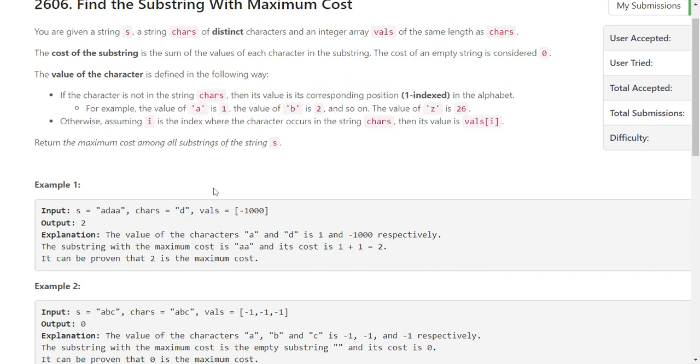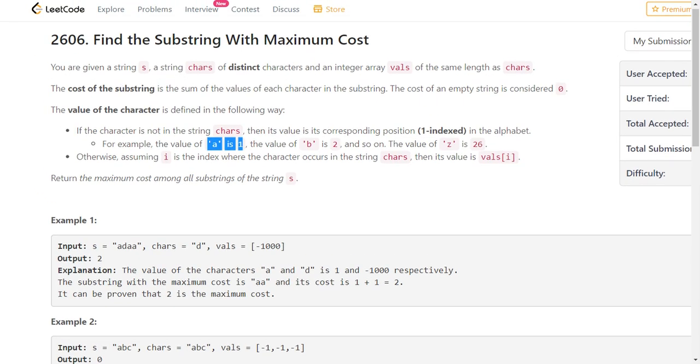There are two cases. If a value is present in the chars array, for example, D is present in the zeroth index, so it will contribute the zeroth index of the vals array, right? If a character is not present, then it will contribute corresponding to its value in the alphabetical order, starting with A equal to 1, right?